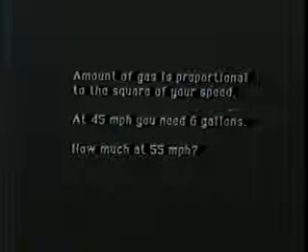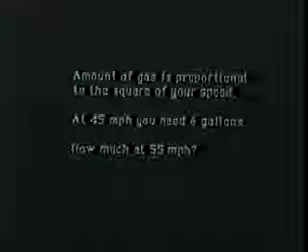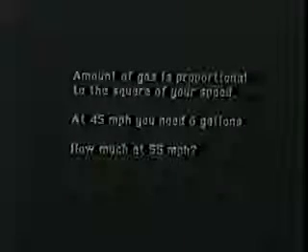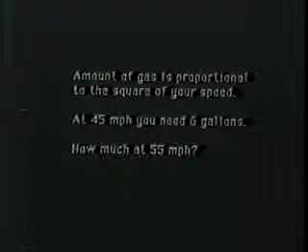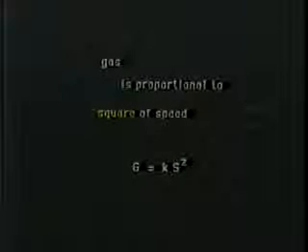For example, say the amount of gas your car consumes is proportional not to your speed, but to the square of your speed. It takes 6 gallons to get you to the beach at 45 miles per hour, but you choose to drive 55. How many gallons? The first sentence gives the key to the formula. This time we need s squared for the square of the speed. And K is the constant of proportion just as it was before.